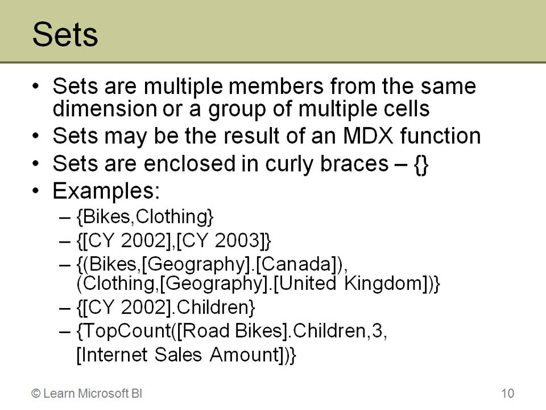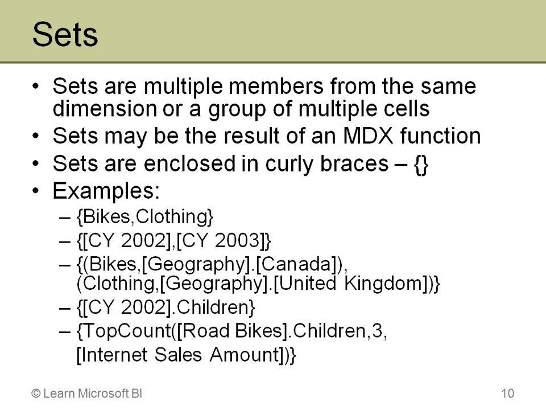And in the examples, you can see bikes, clothing enclosed in curly braces. So it's not a tuple, because that's multiple members from the same dimension. Both of those members are from the product dimension. Same thing with the second example. Calendar year 2002, comma, calendar year 2003. They're in square brackets because they have a space, and they are enclosed in curly braces.